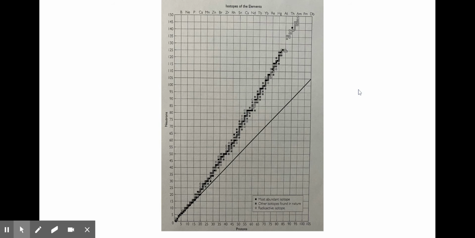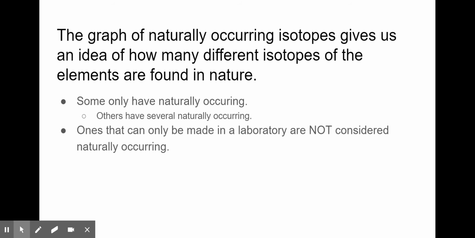If they're falling on that line, we have the same number of protons and the same number of neutrons. Further away, the larger the difference you have. The graph of naturally occurring isotopes gives us an idea of how many different isotopes of elements are found in nature. Some of them only have naturally occurring isotopes. Others have several naturally occurring isotopes, as well as radioactive isotopes that you see here.